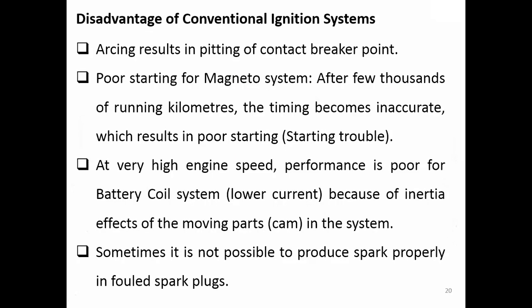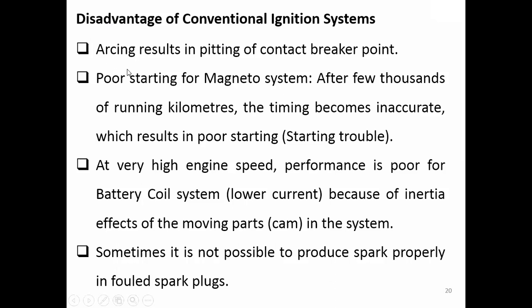Okay. So these are the two conventional systems that were used many years ago: the battery coil ignition system and the magneto ignition system. The battery coil system you still see in present passenger cars, but it is gradually changing. That means you will see less and less of the battery coil ignition system. Why do we have to replace this conventional ignition system? Look at the disadvantages of this conventional ignition system.